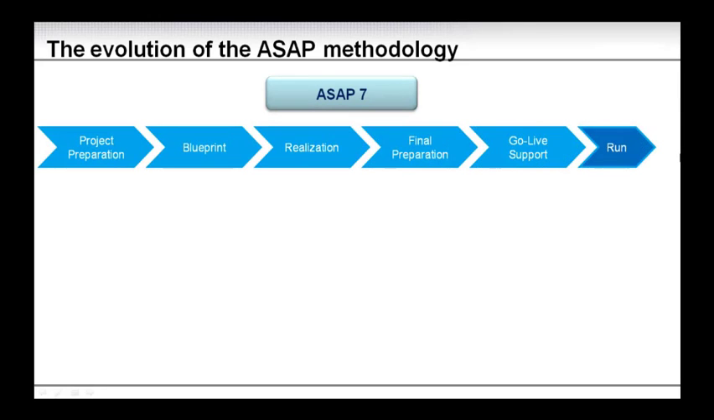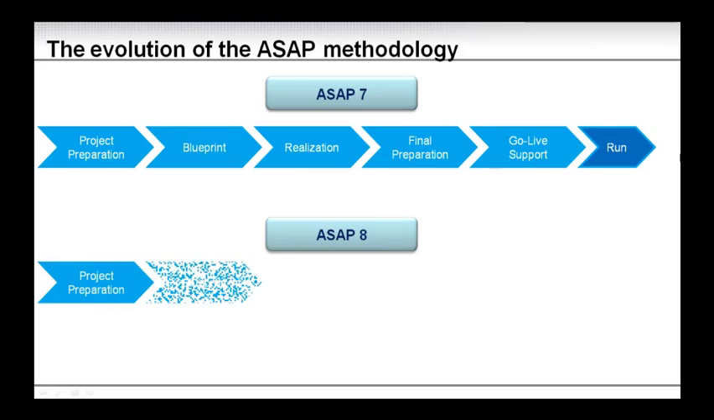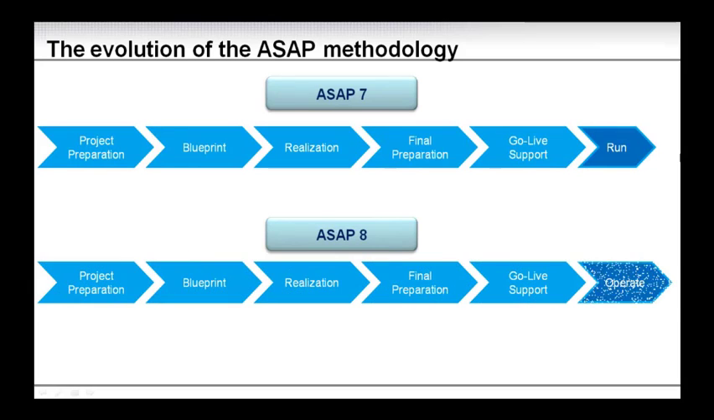So further looking at the evolution, ASAP 7 had 6 phases. ASAP 8 also has 6 phases, but they have changed the last phase from a run to an operate. This is more to align the phases and the methodology with the application lifecycle, where you're talking about you have some go live, you have some immediate support, but then you go into operate mode. So the content is pretty much the same, but they have aligned the terminology to better fit with the application lifecycle management.